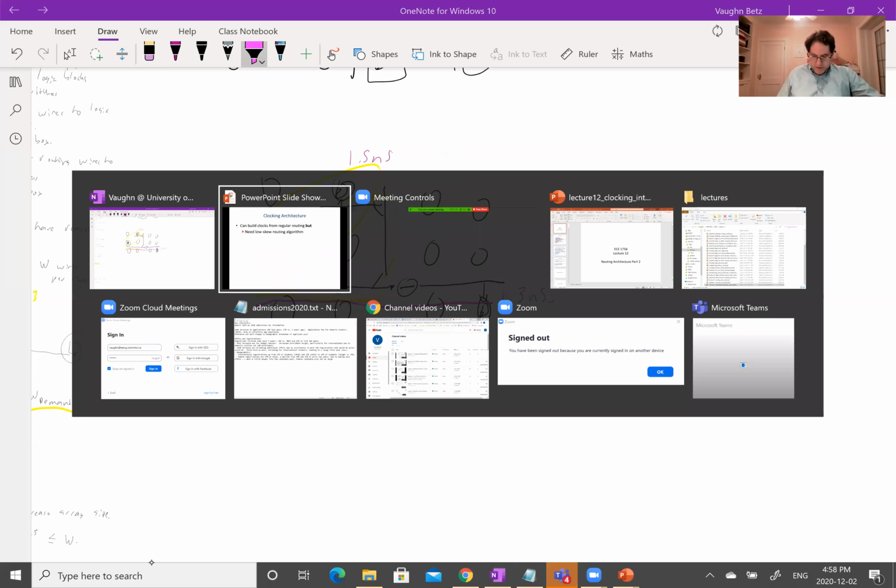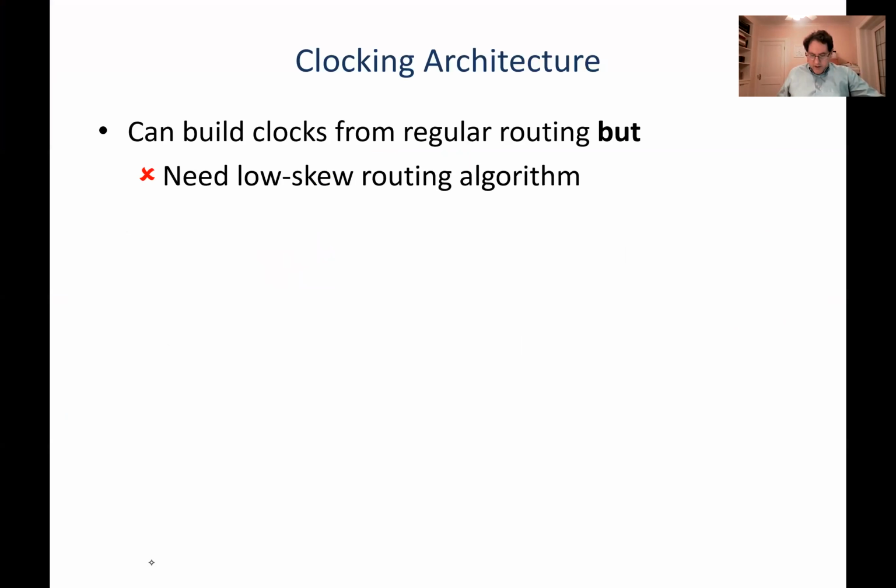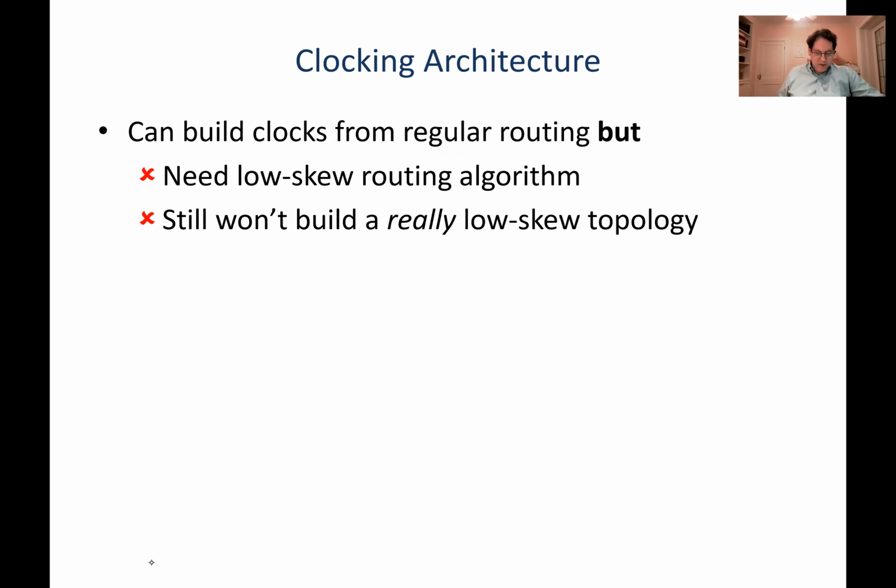So a bunch of things kind of make it difficult for even a CAD flow that has a low skew routing algorithm to do a really good job. Okay, so we just talked about it's still not going to build a really low skew routing topology. And as clock frequencies keep going up, that's a problem, right? We don't want to lose a large fraction of our clock period to skew. Okay, so what about this?